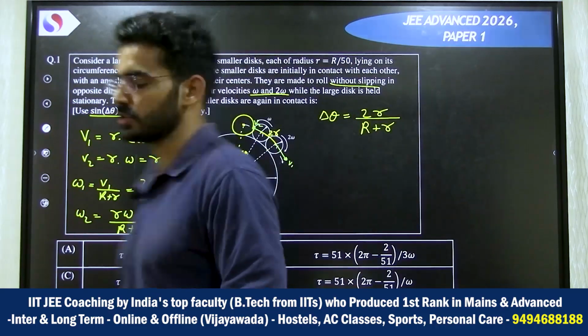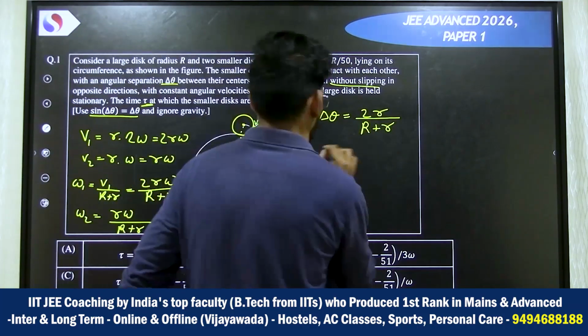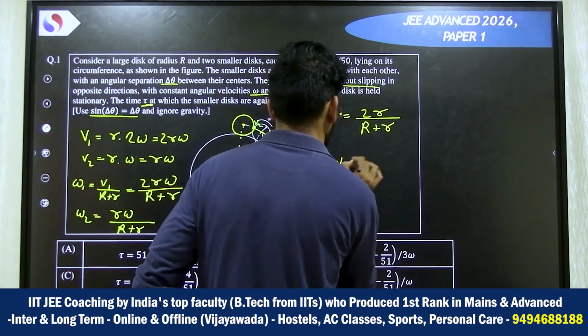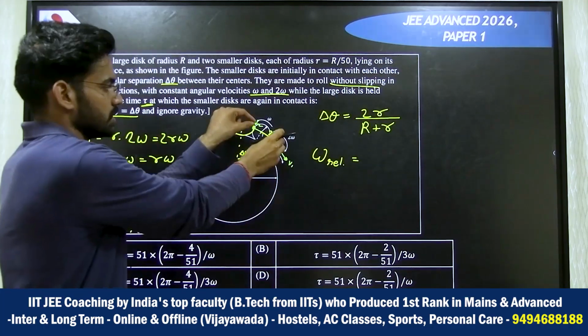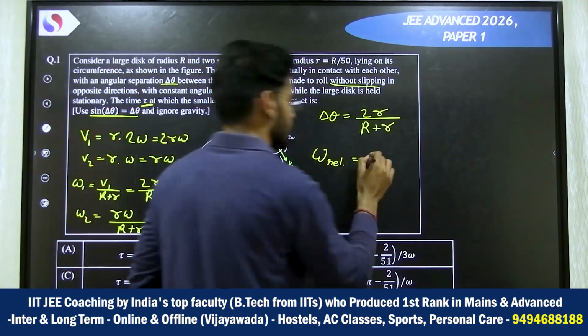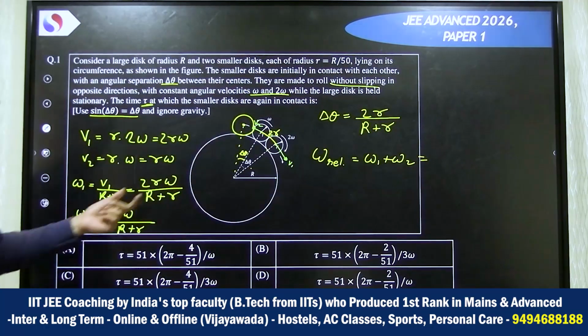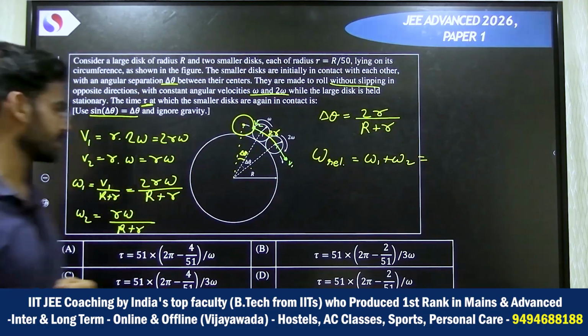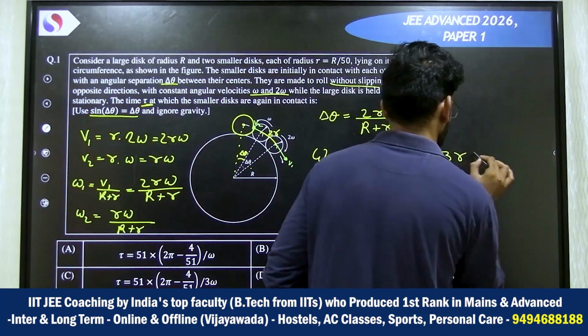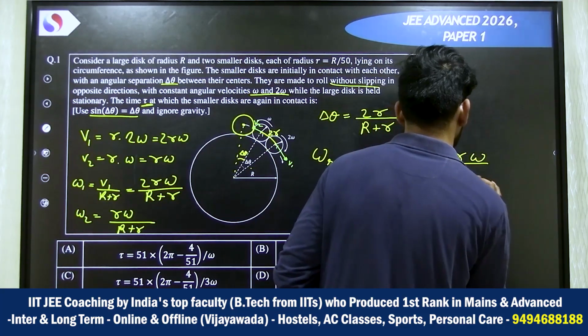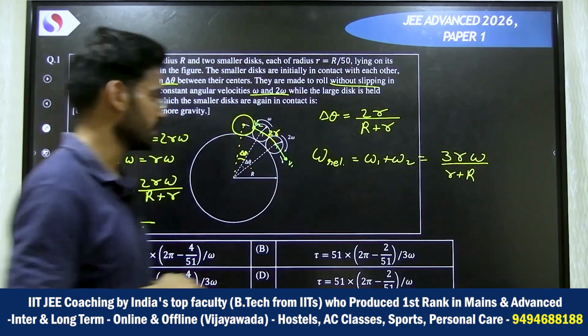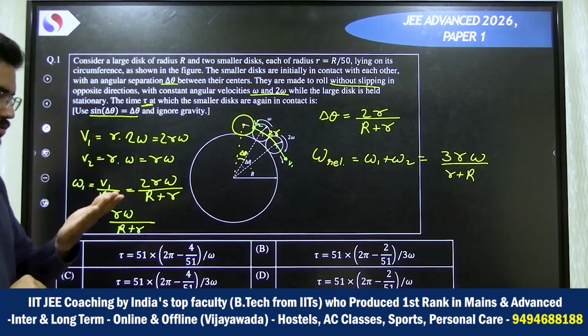With what angular velocity? With angular velocity omega relative. What is omega relative? Because both particles are traveling in opposite directions, omega relative will be omega 1 plus omega 2. Agree? So omega 1 plus omega 2 is how much? 3r omega divided by small r plus capital R. Okay, this much you got. Now we have to solve for time.